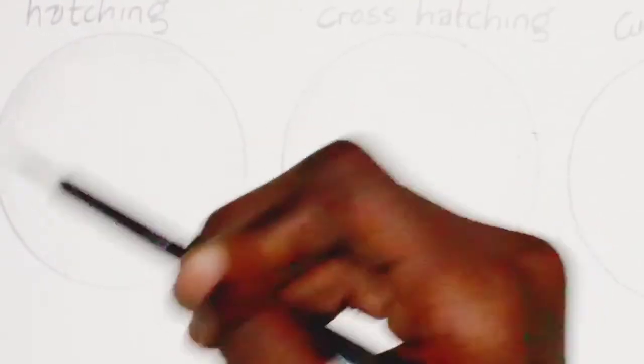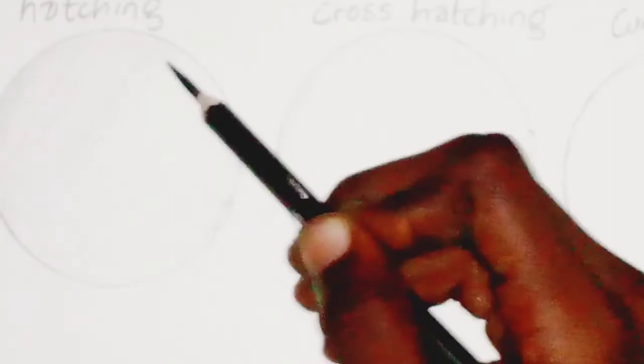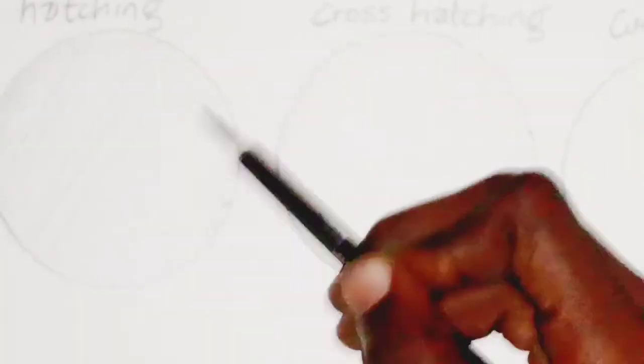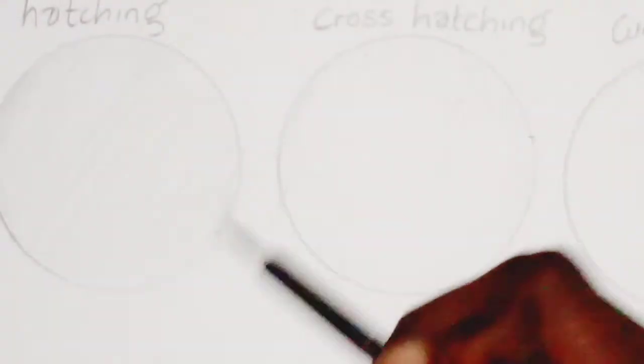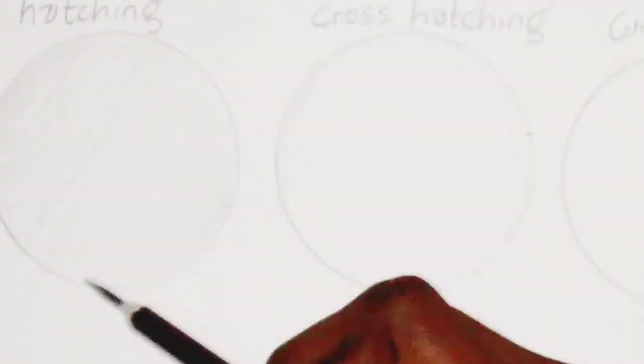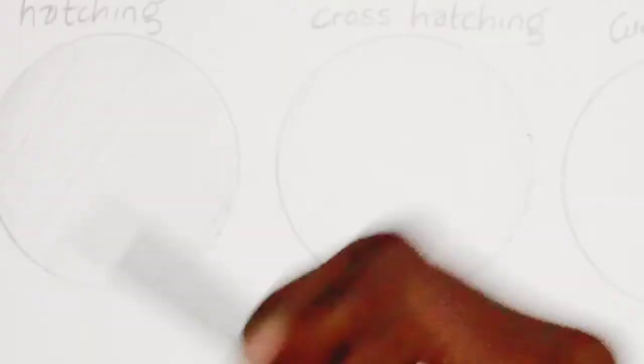This shading is majorly the use of lines that are going in one direction. As you can see, the lines are going in one direction. And if you are using this technique to draw skin, please make sure to get the lines together as close as possible.